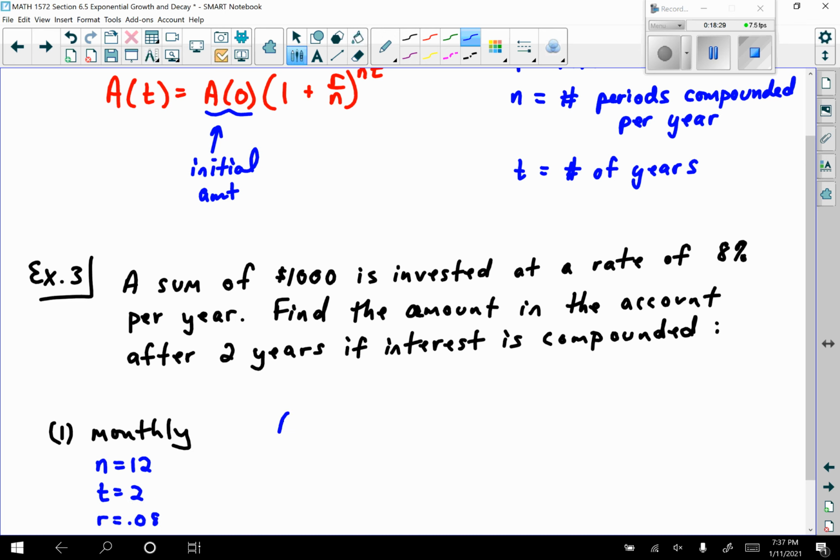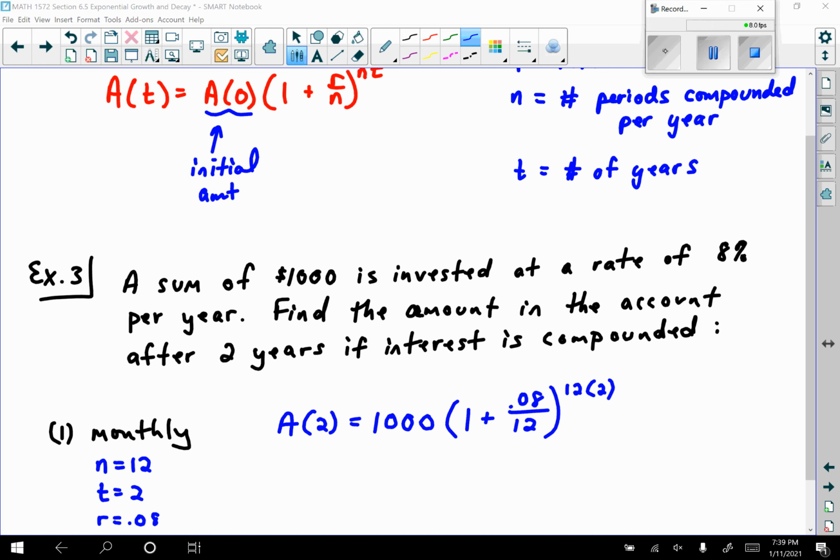So we'll say A of 2 is going to equal our initial amount invested, 1,000, times a quantity of 1 plus r over n, so 0.08 over 12. And I'll raise that to the 12 times 2, n times t. And all you have to do is calculate that. So go ahead and you can pause the video if you wish to calculate that. So this should give us about $1,172.89.